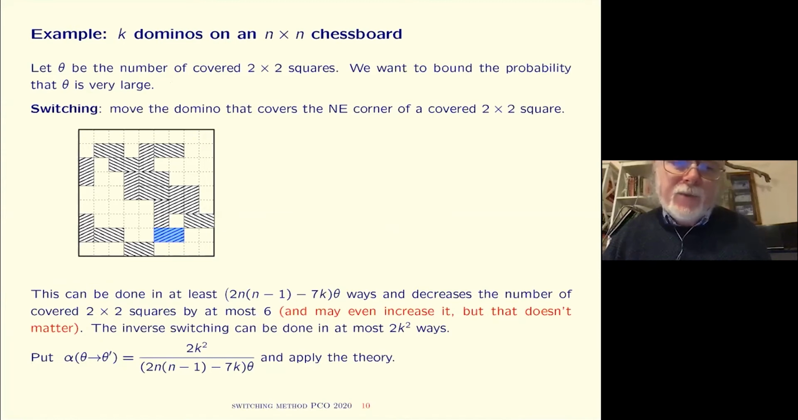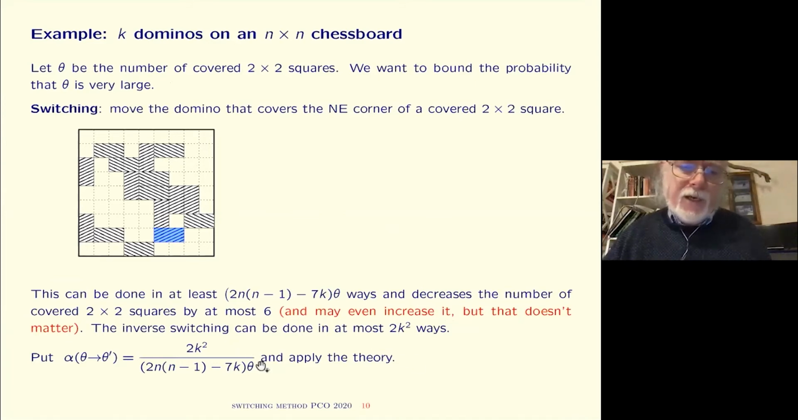So you also have to get an upper bound on the number of inverse switchings, which means pick up a domino from somewhere and use it to create a new 2 by 2 square where the domino you just put down is the upper right corner. It's just the inverse of the switching, and that's at most 2k squared.